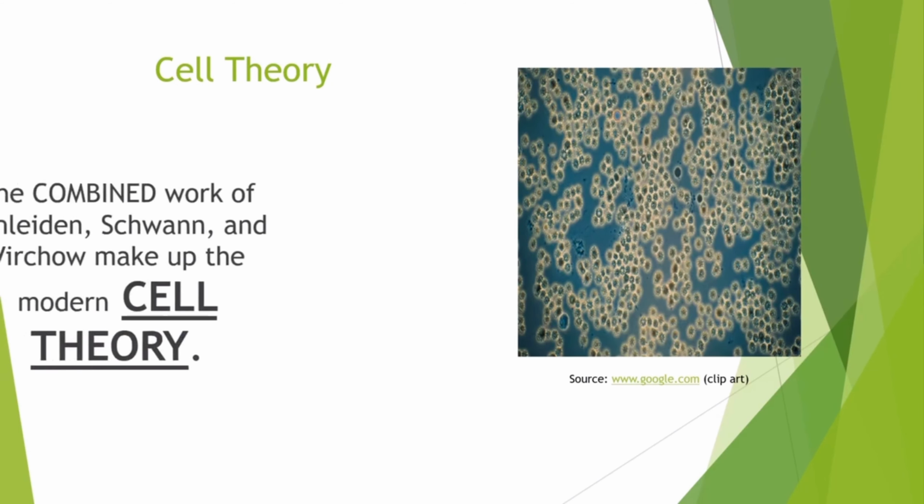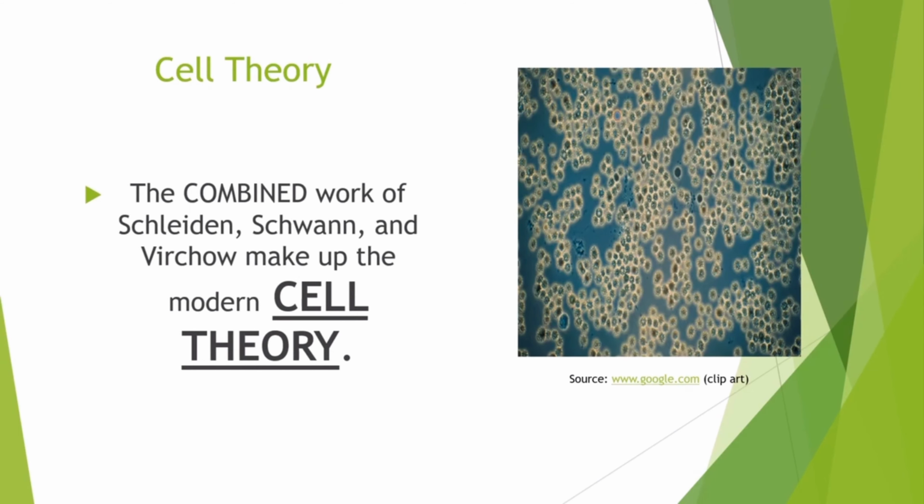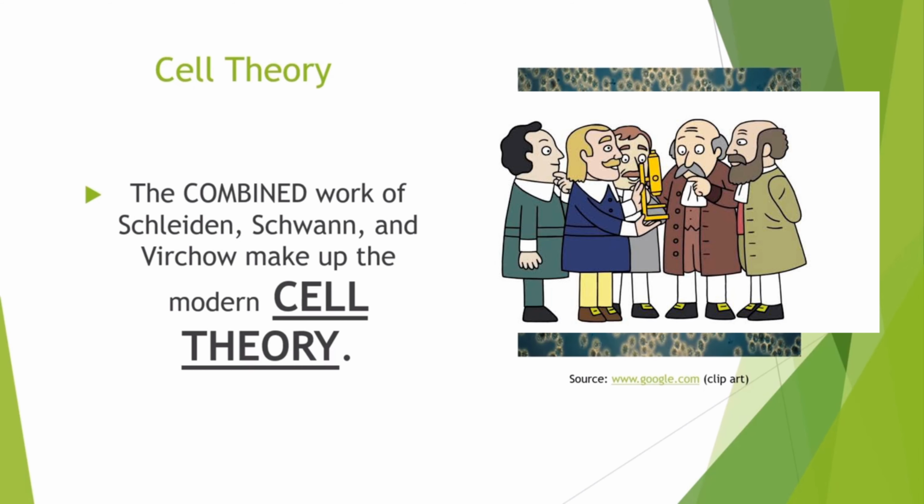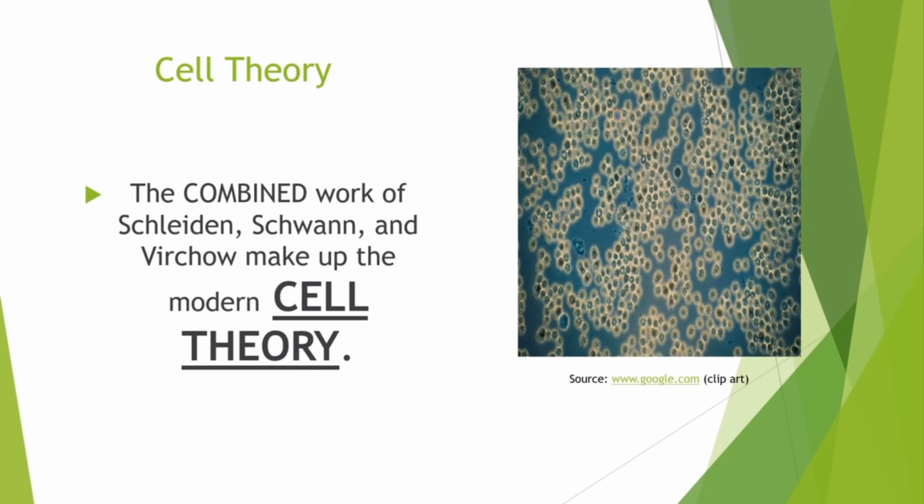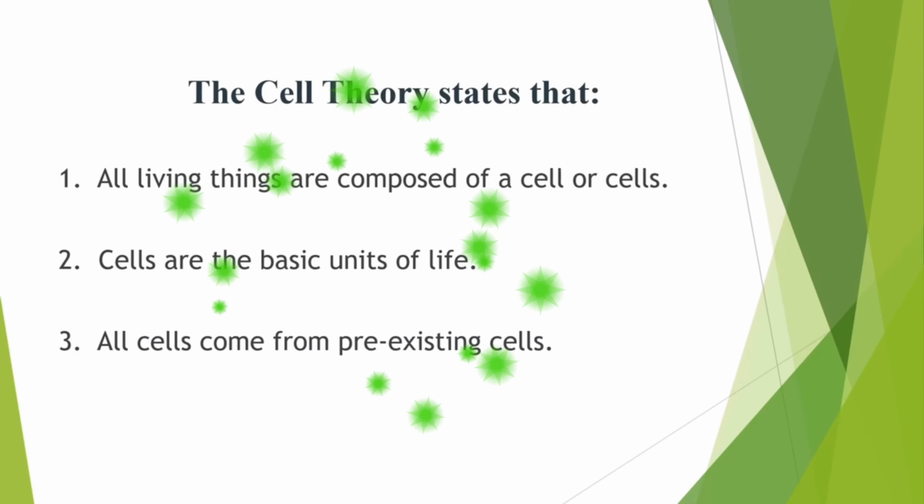The cell theory is the combined work of Schleiden, Schwann, and Virchow, which make up the modern cell theory that we know right now. The cell theory states that 1. All living things are composed of a cell or cells. 2. Cells are the basic units of life. And 3. All cells come from pre-existing cells.